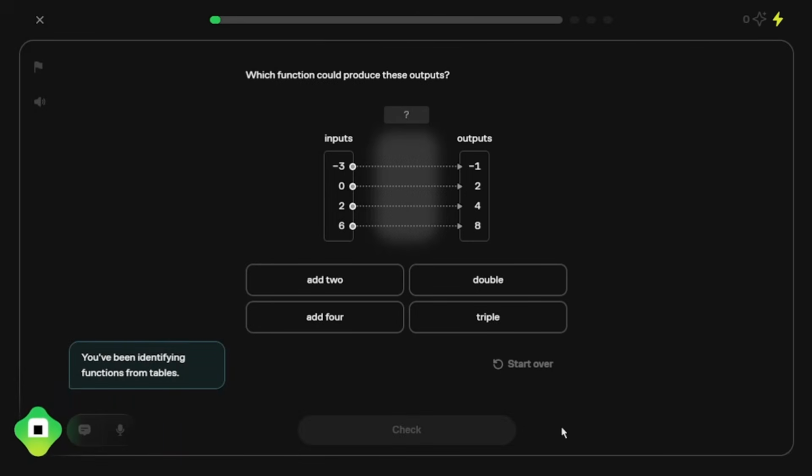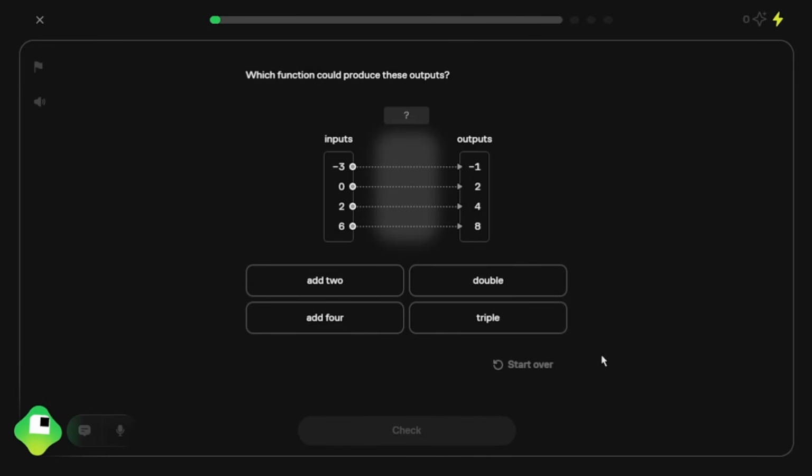So it's numeric rules. You've been identifying functions from tables. Now let's write them as formulas. Which function will produce these outputs? So we did reduce. Is it adding something or something?